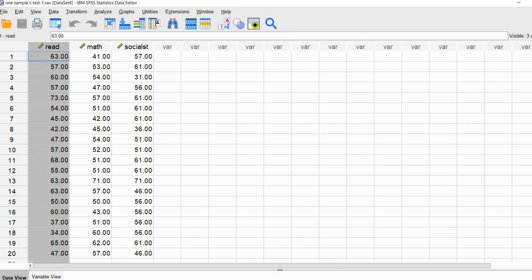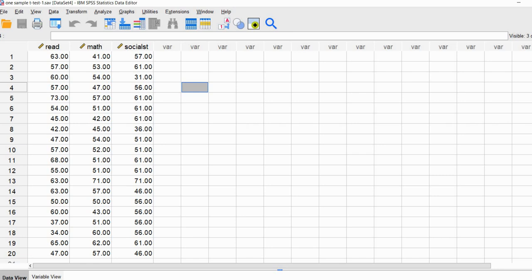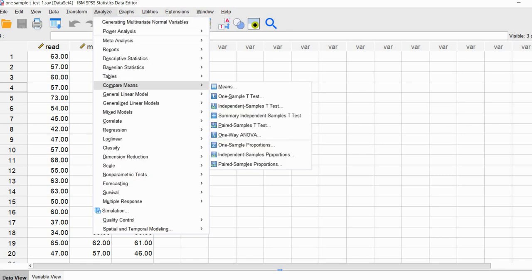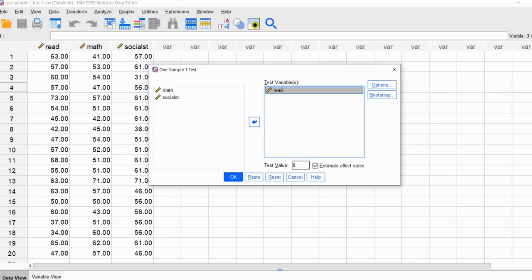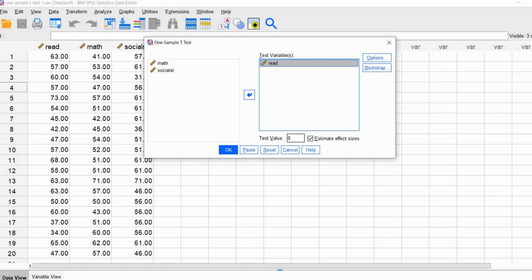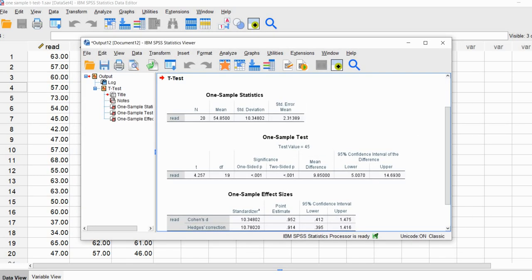We're going to begin by testing whether the mean on reading scores is significantly different from the mean of a hypothetical population where that mean is 45. So to carry out our analysis, we'll go to Analyze, Compare Means, and then go down to One-Sample T Test. I'm going to move the read variable over to the Test Variable box, and where it says Test Value, I'm going to type in 45. And when I press OK, I get my output.